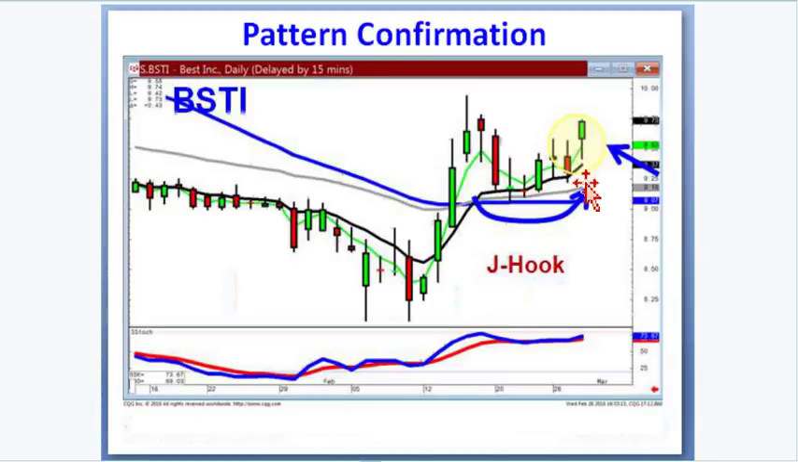I've got a J hook pattern that is starting to break out with a kicker signal, giving me that much more confidence that this J hook pattern is going to go into place. A tail does not invalidate a signal, but if I put the open, this seems to contradict.